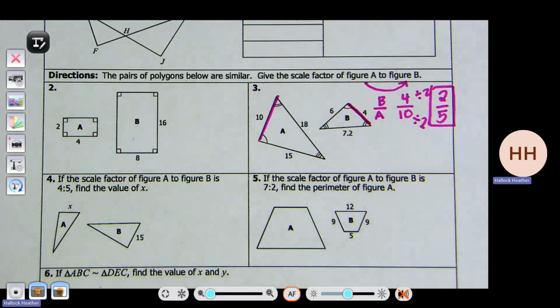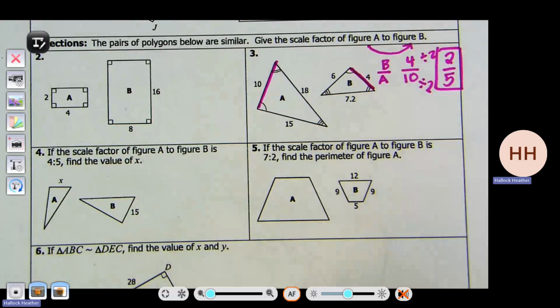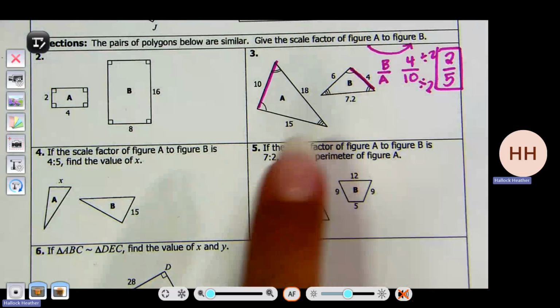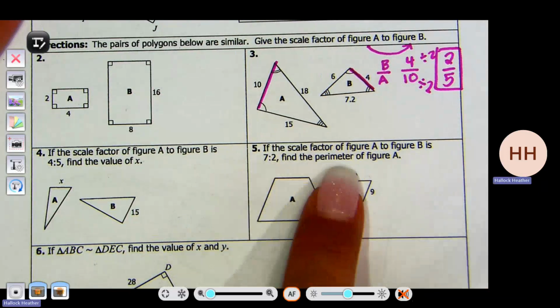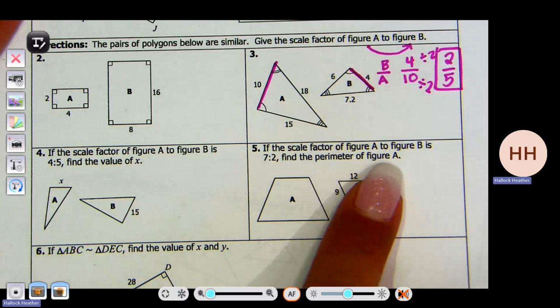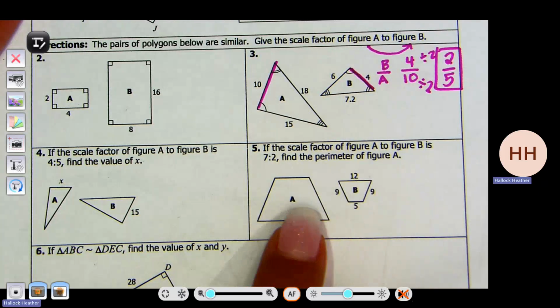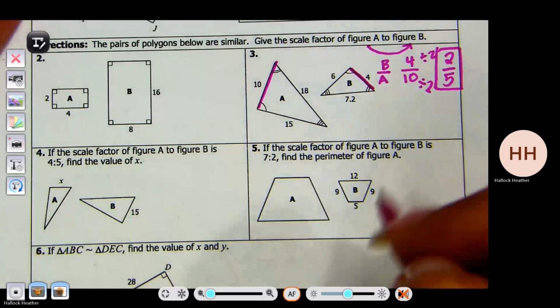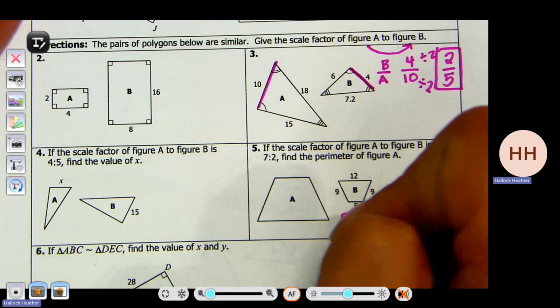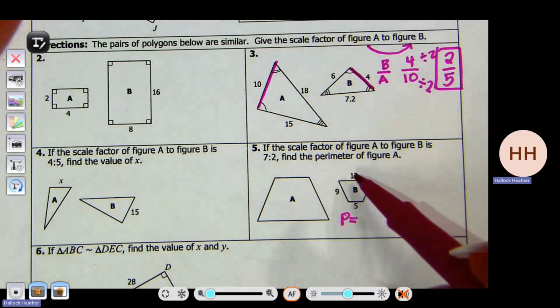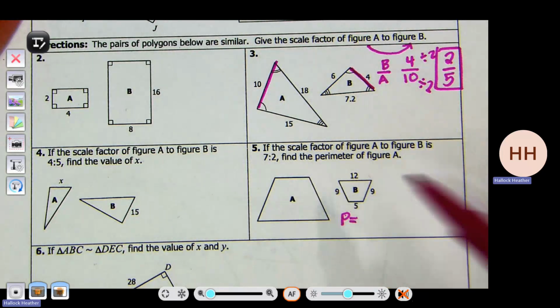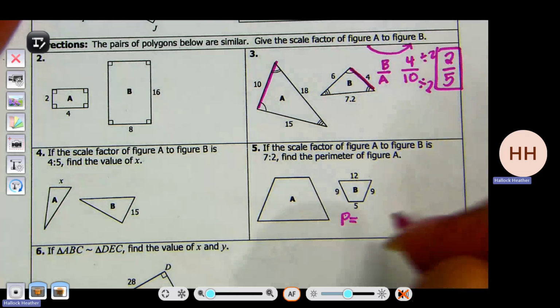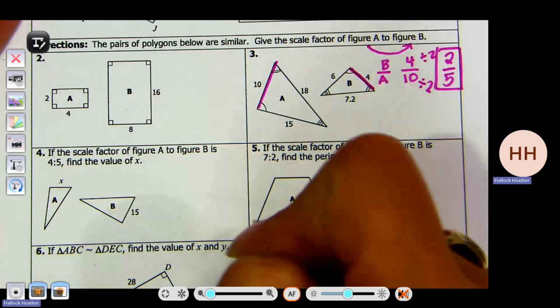Number 5, so we're going to kind of skip around. 5 says if the scale factor, so they're giving me the scale factor, is 7 to 2, find the perimeter of figure A. So I have to find the perimeter of this. I have B. How do I find the perimeter of B? Good. So what is my perimeter if I add 12, 9, 5, and 9? 35. I have to find the perimeter of A.